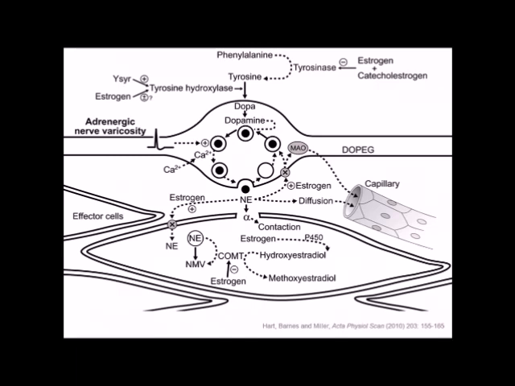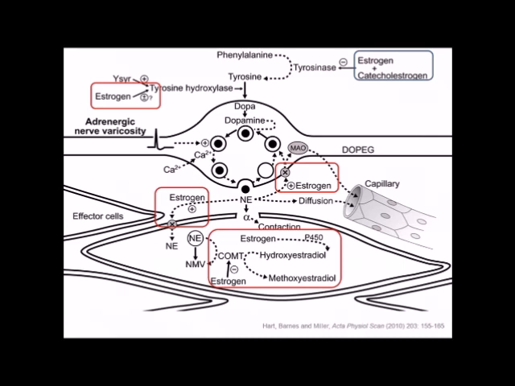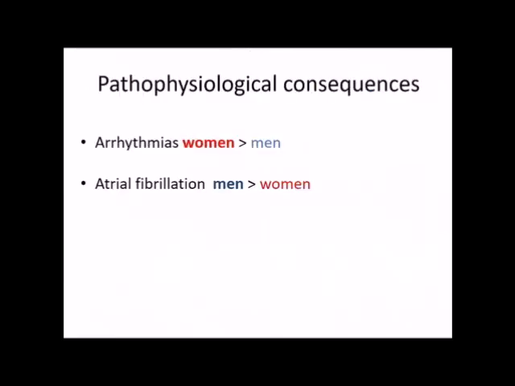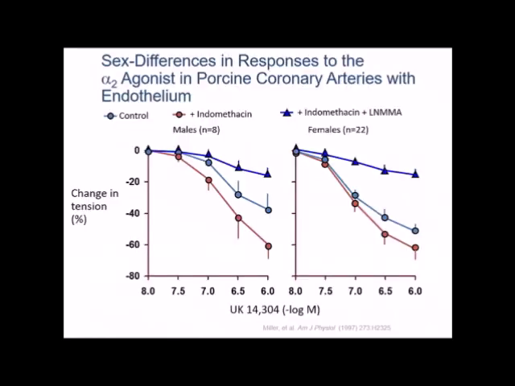In addition, estrogen can modulate production of catecholamines, uptake of neurotransmitter in the cells, and metabolism of the catecholamines by regulating catechol-O-methyltransferase, some of these metabolites of which have their own biological activity. So when we're looking at the influence of sex hormones on autonomic function across the lifespan, we have to take into account not only sympathetic nerve activity as it might be regulated from the brain, but also metabolism of the neurotransmitter in the periphery. Some of the physiological consequences of this is that arrhythmias are more prevalent in women than men, and AFib is more prevalent in men compared to women.